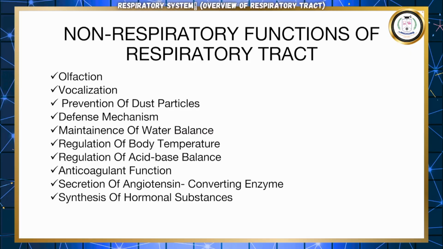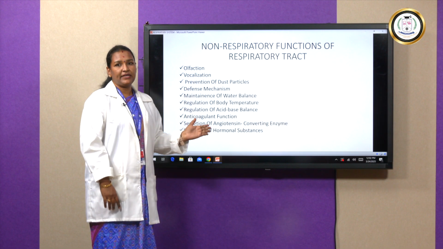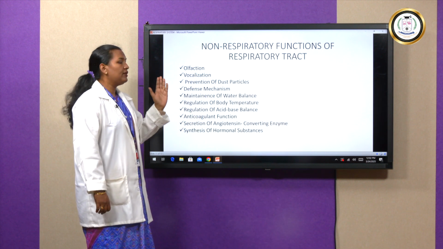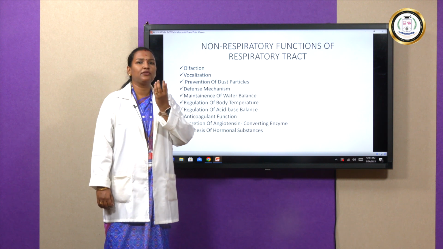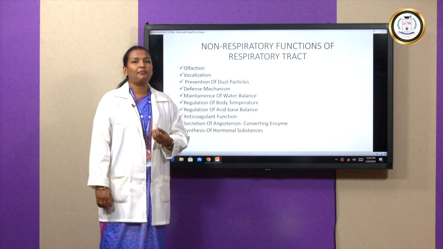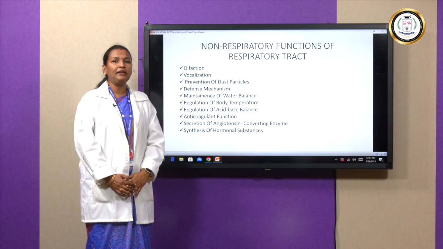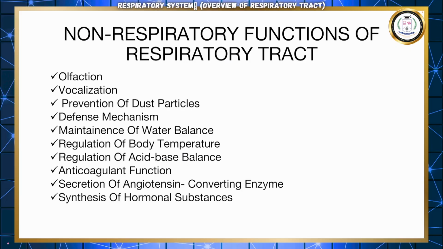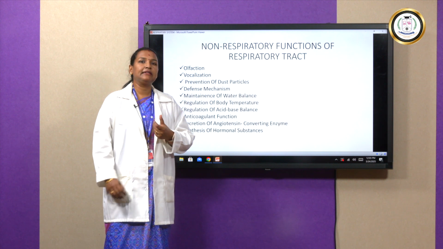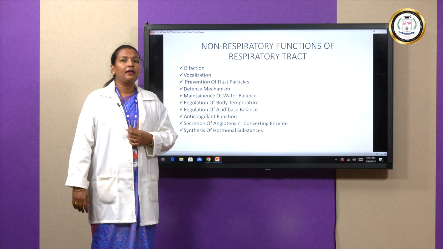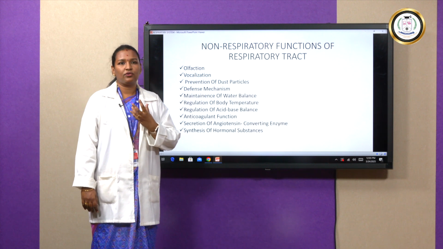Apart from the respiratory functions of the lungs, we have other non-respiratory functions too. They have been listed in the following slide. The first function is olfaction. Olfaction is nothing but the sense of smell. The nostril has numerous olfactory receptors that are primarily concerned with smell, so they help in olfaction. Next is vocalization. Vocalization is done by the larynx, otherwise known as the voice box. The larynx has vocal cords and, along with other structures, helps in maintaining the voice tone of a particular person.